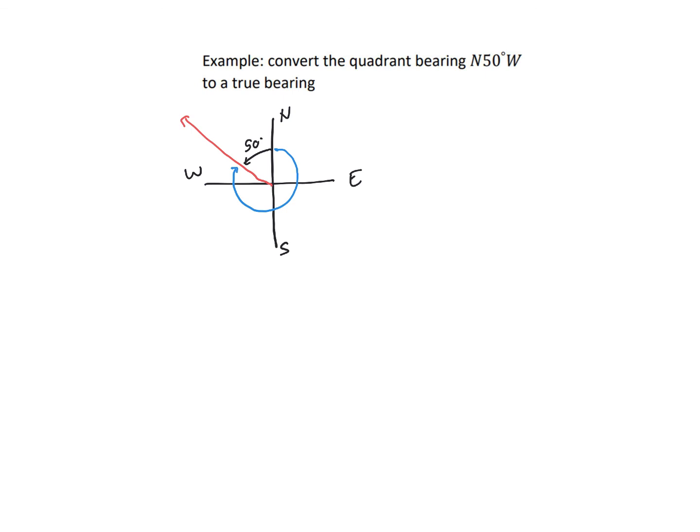As a true bearing, remember that it would be 360 to go all the way around. So if I do 360 minus the 50 degrees, I will get a value of 310. So if I go north 50 to the west, it's the same as starting at north and going clockwise all the way around 310 degrees.